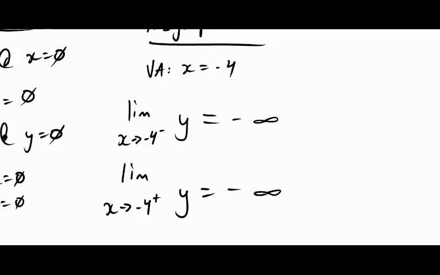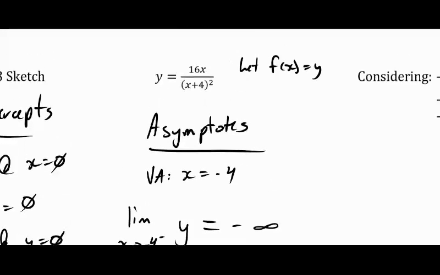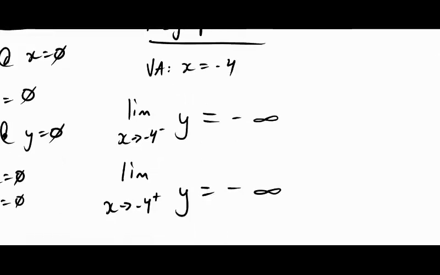Now, you may do it that way. You may not. As I said before, you could pick -4.1 and -3.9 and actually plug them in and evaluate them and see what you get. But in both cases, they're going to trend to -infinity. Okay, so that part's done.